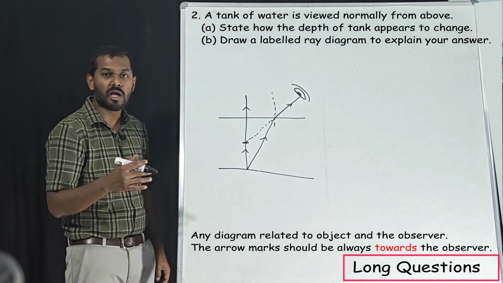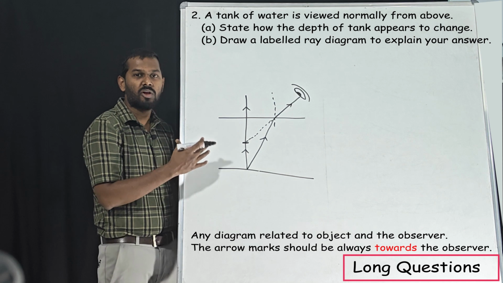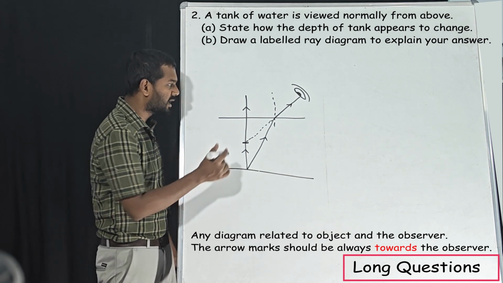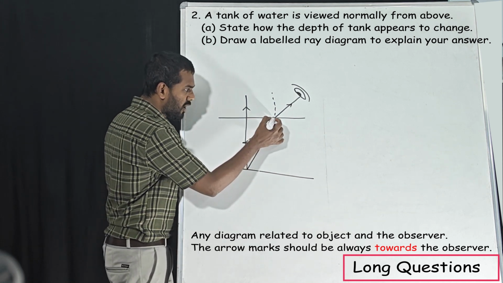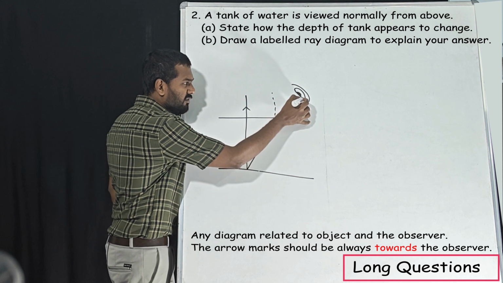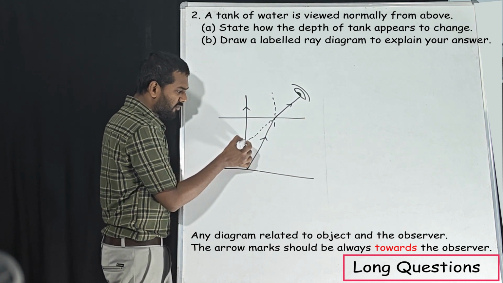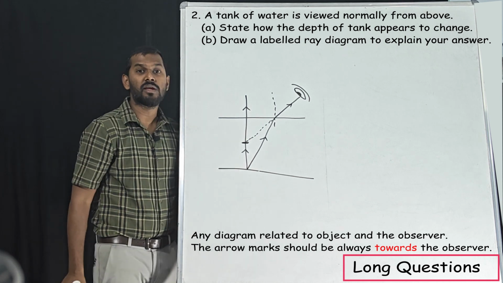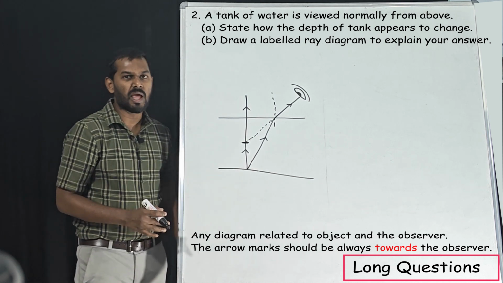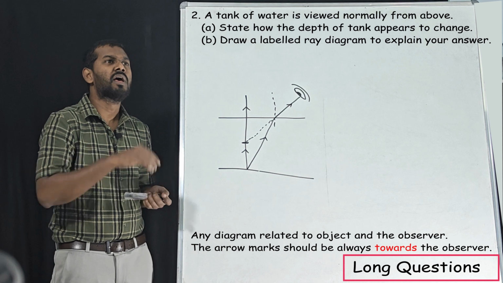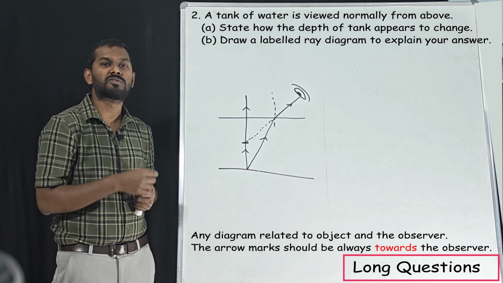Here also I am going to teach, but if you have that prior knowledge, then it is very easy to understand. See, if this ray goes here, because of the denser medium, it goes away from the normal, and whatever we see, if you extend this line, this is the depth of the tank. This is the depth of the tank. So what is the answer for this one?